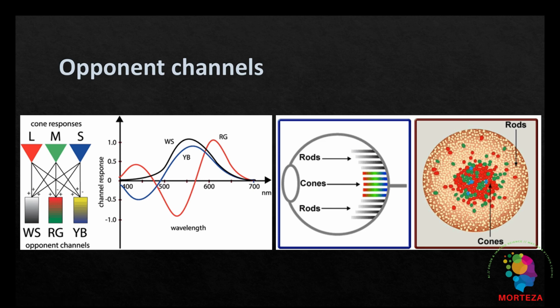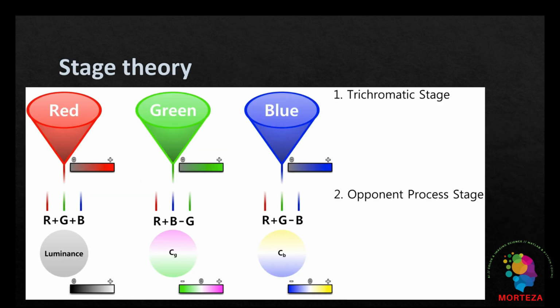The concept of opponent channels was first postulated by Hering. Soon after that, vision scientists started arguing whether the visual system was trichromatic or opponent in nature. But now we know that both occur in stages, called stage theory. So first, the photoreceptors absorb the light and then they get combined, leading to opponent channels.